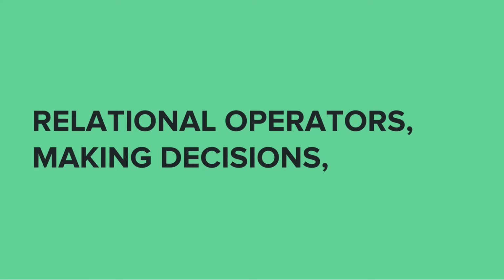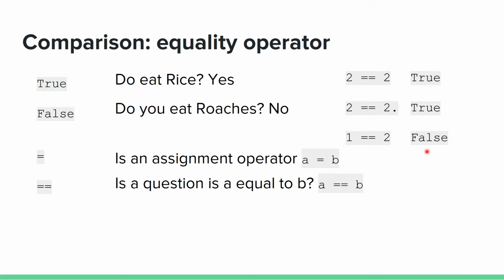Hi, in this video, we'll be looking at relational operators and how Python makes decisions. We could start off by looking at how we human beings make decisions. Whenever we're asked a question, like "Do you eat rice?", we answer either yes or no. Or "Do you eat roaches?" We answer yes or no.